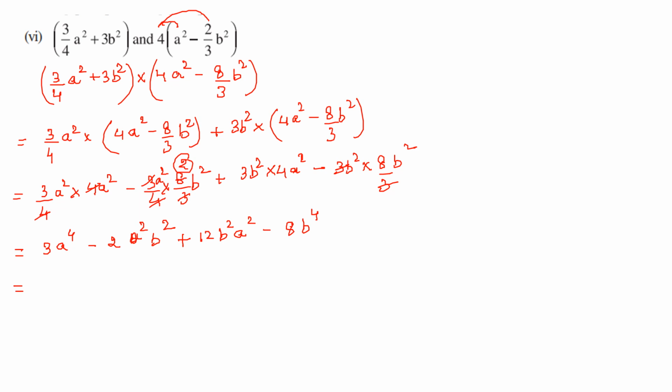Now if you can see these 2 are the like term, so I have to combine it. So 3a raised to the power 4. Now minus 2 plus 12 will give me plus 10 a square b square minus 8 b raised to the power 4. So this is the final answer. So this was all about question number 1. Now moving to question number 2.